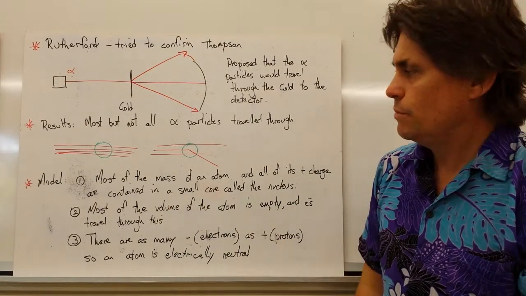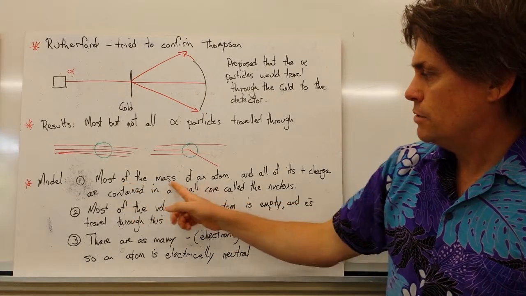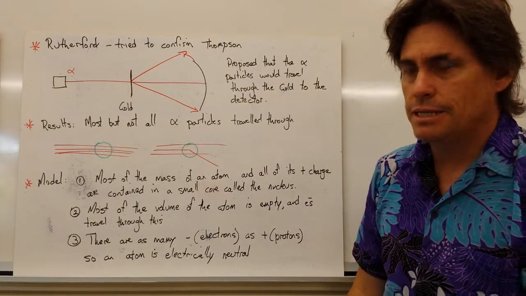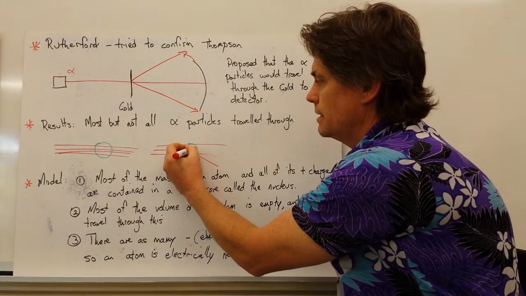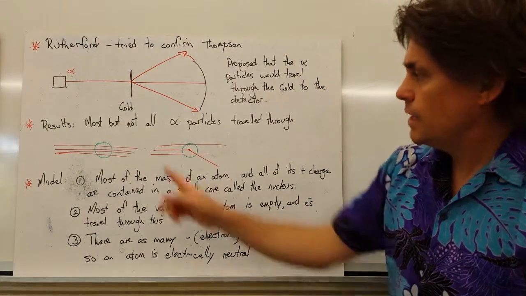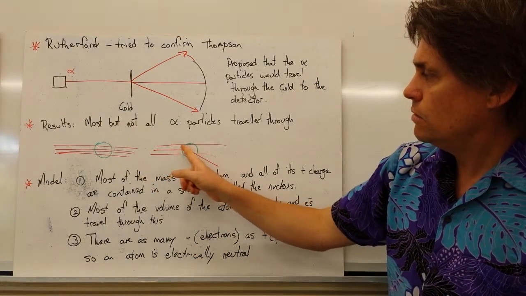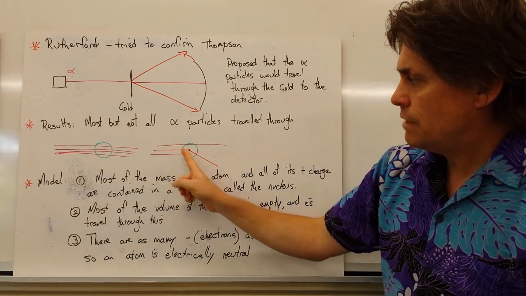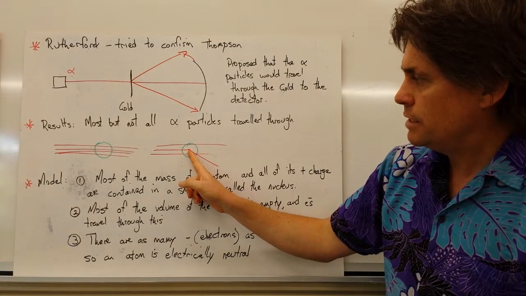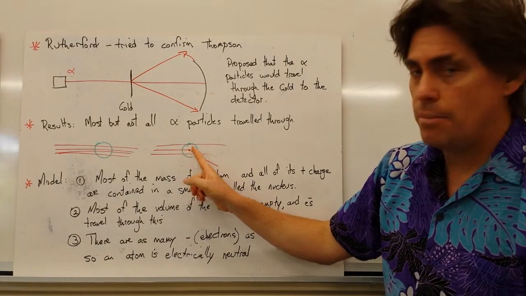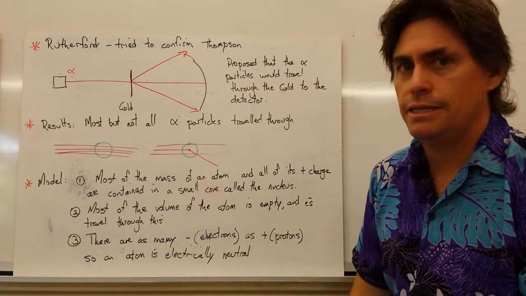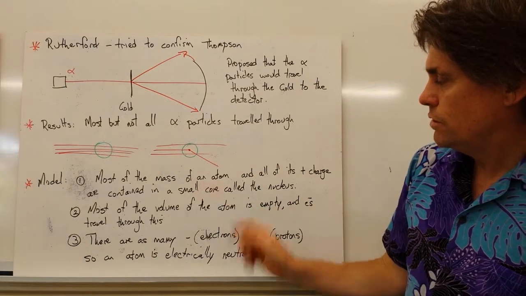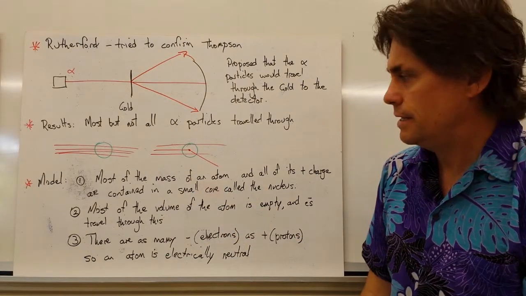And this is what he came up with for his model. He said that most of the mass of an atom and all of its positive charge must be contained within a small, dense area. And that if we get an alpha particle coming along, most of the alpha particles that come along will not be deflected. But some of those alpha particles will either be deflected by this positive charge, or by the mass; they'll bounce off the mass that's in the centre of the atom. He called this small core the nucleus, and we know it as the nucleus these days.